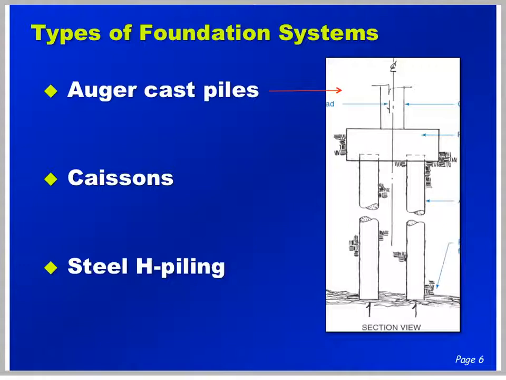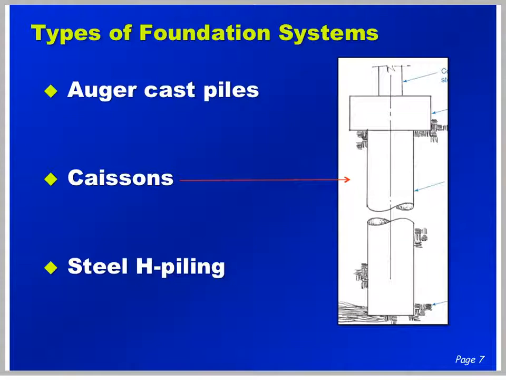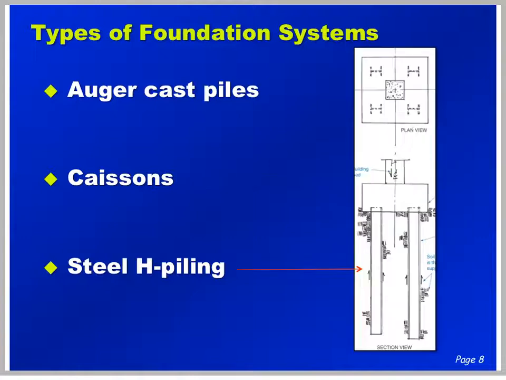Auger cast pile foundations are used when the loads are significant and the subgrade is poor, and the distance to good support is very, very deep. This would also be true for caissons, except the distance to good support is usually not as deep. Caissons are larger in diameter than auger cast piles. And the last one we will discuss in this training session is H steel piling. This system is typically used when both heavy loads and support is so deep it cannot be reached by excavation or drilling. H pilings are driven into the ground.